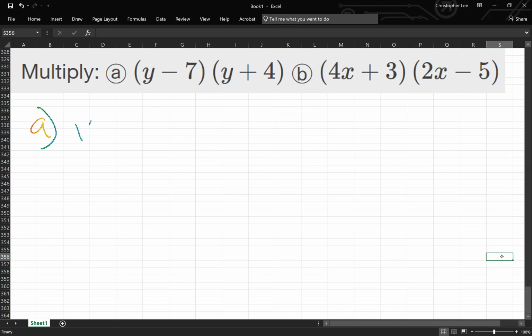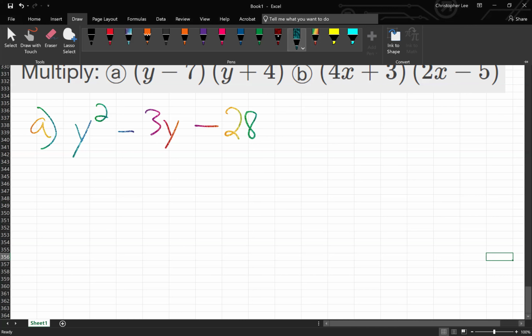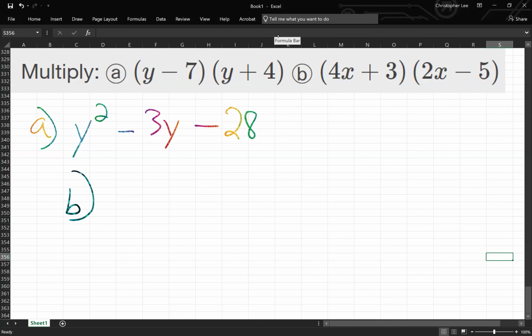Let's look at A real quick. For A, what did I get? I got y squared minus 3y minus, what's that? 7 times 4 is 28. Everybody got that? Awesome. You're probably wondering how you do that in your head. There is a trick to do it in your head, but we'll talk about that another time. So we have 8x squared, then 20 plus, what's that? Negative 14x minus 15. Everybody got that? Awesome. Let's keep moving.